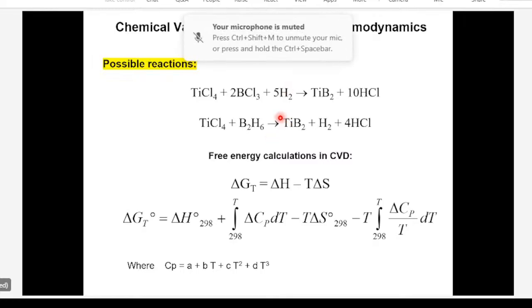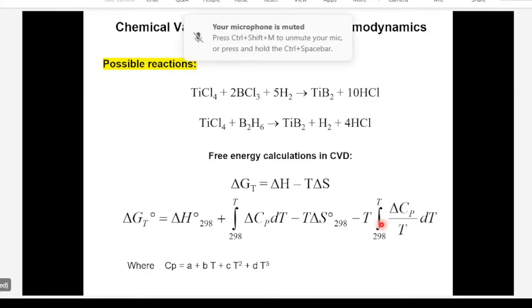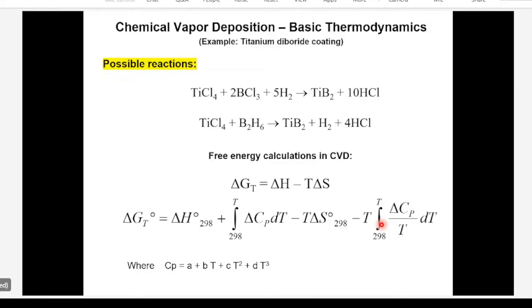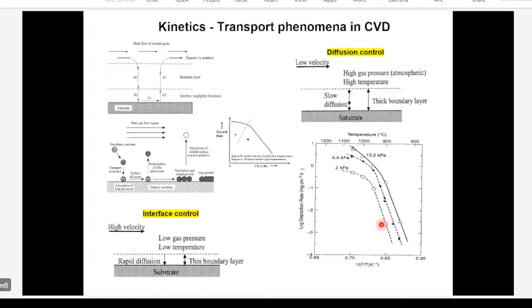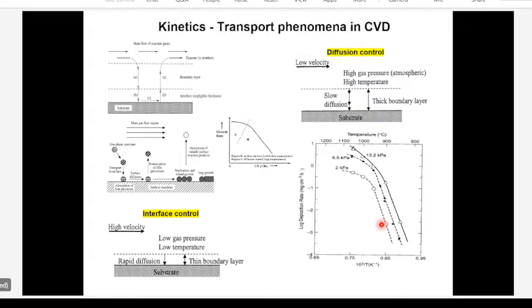How do you select which reaction to use? Well, you use basic thermodynamics, free energy calculations for reaction changes and everything. Again, we'll not get into those details because this is not a materials or metallurgy focus. Similarly, you have to look at the transport phenomena: the diffusion process, the convection process, and the actual reaction at the interface.